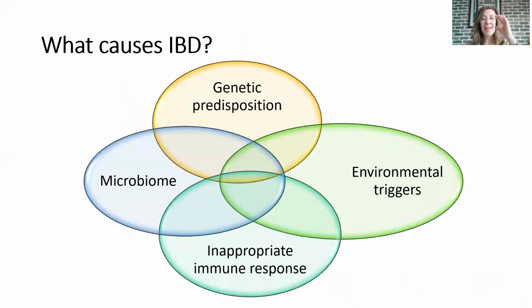What causes IBD? That's the million-dollar question. And in reality, it's probably a combination of things. We know that genes play a role, with hundreds of genetic loci being associated with IBD. We also know that environmental triggers play a role, things like food additives or infections. The microbiome plays a role, meaning the bacterial makeup inside the gut. And then finally, there's an inappropriate immune response in patients where the immune system is overactive, leading to inflammatory bowel disease.